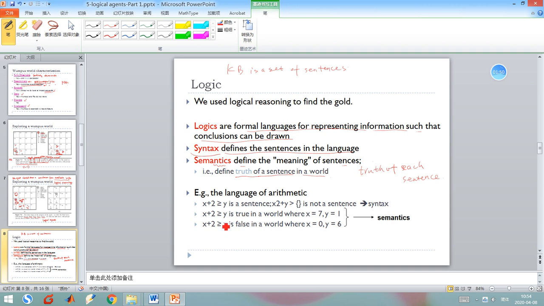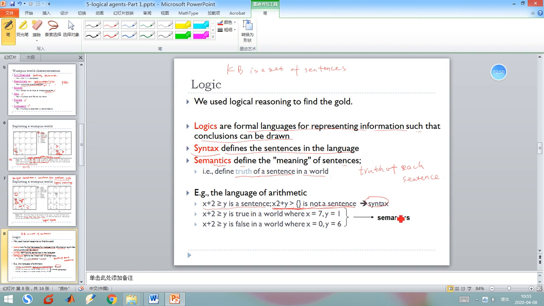Here I present some examples. The first one is x plus 2 is greater than or equal to y. This is a sentence. You can understand this without any problem. And this, x2 plus y is greater than the brackets. Do you know what it means? This is not a sentence because it doesn't obey the rule of how to construct a sentence. This is called the syntax. We need to obey the syntax to organize the sentence. If we don't, there's no meaning.